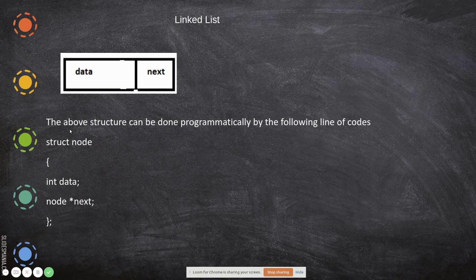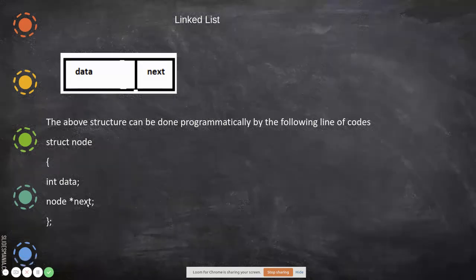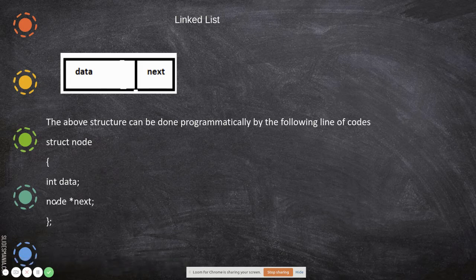So you use the struct data type, and you give the name node, the same way we define it in the theory. Then it consists of two fields, data and the next field, and the next field is pointing to another node of the same type. So we have given node pointer next. This is a pointer, and the next one is also of the node type. So we have defined it like this.